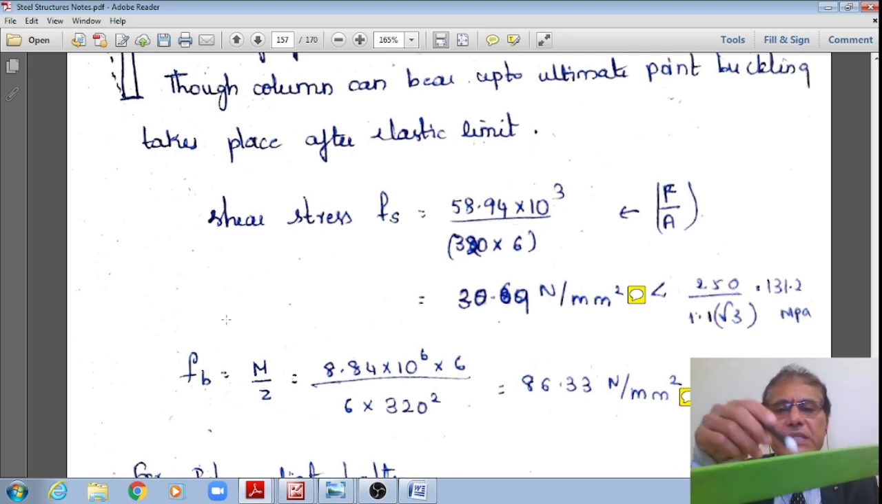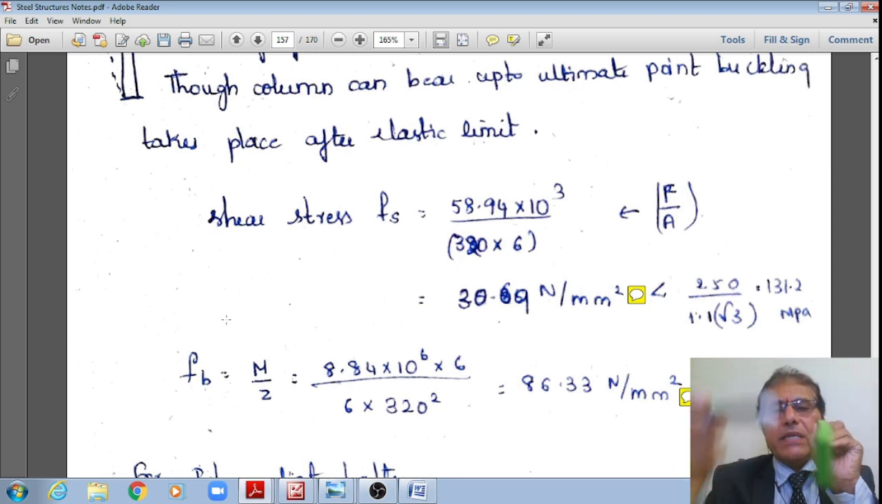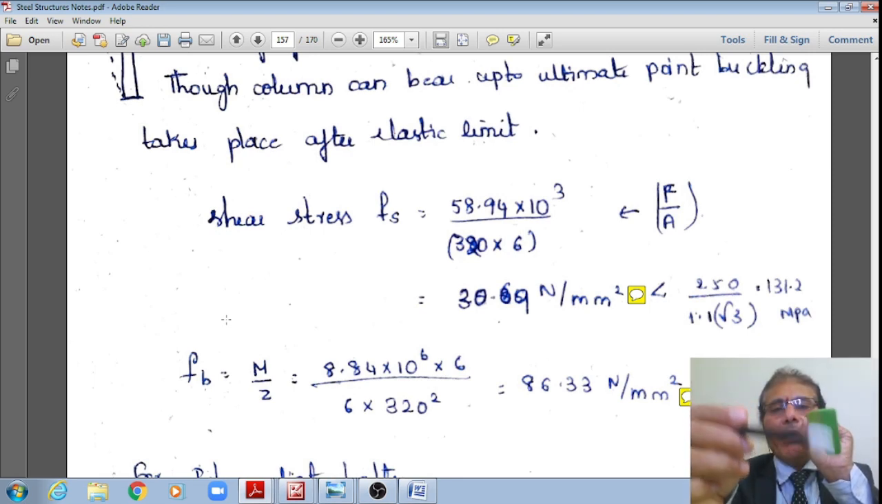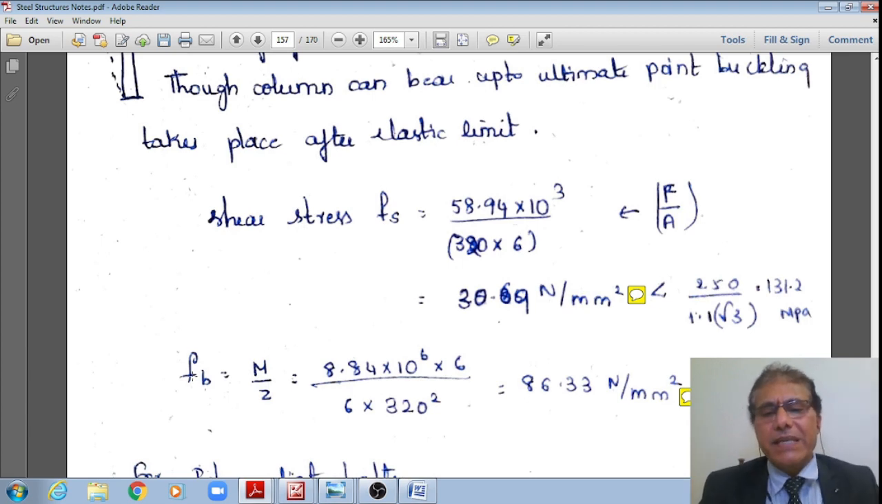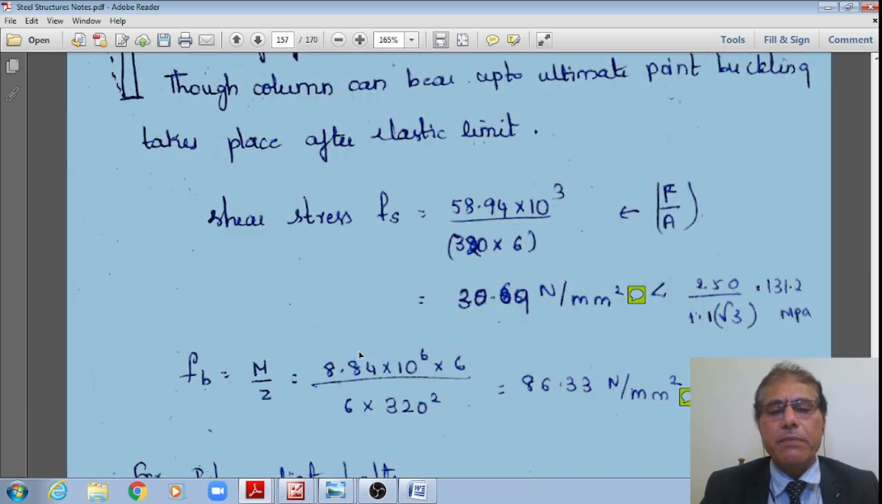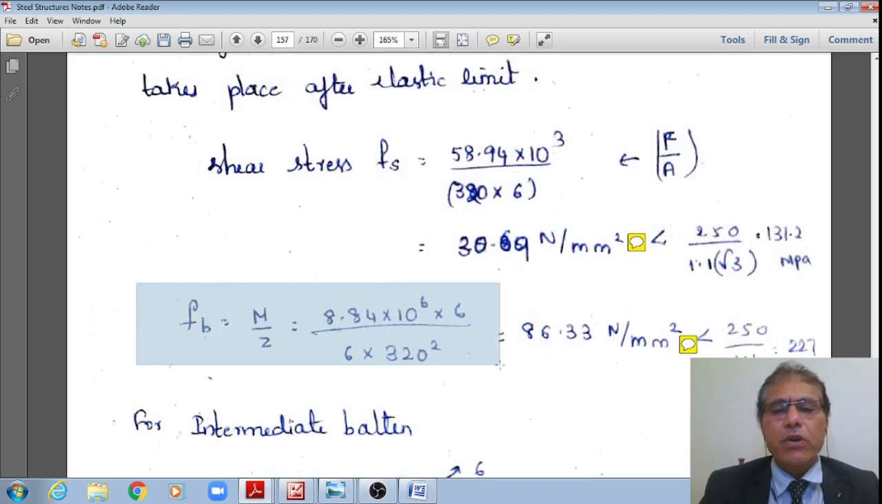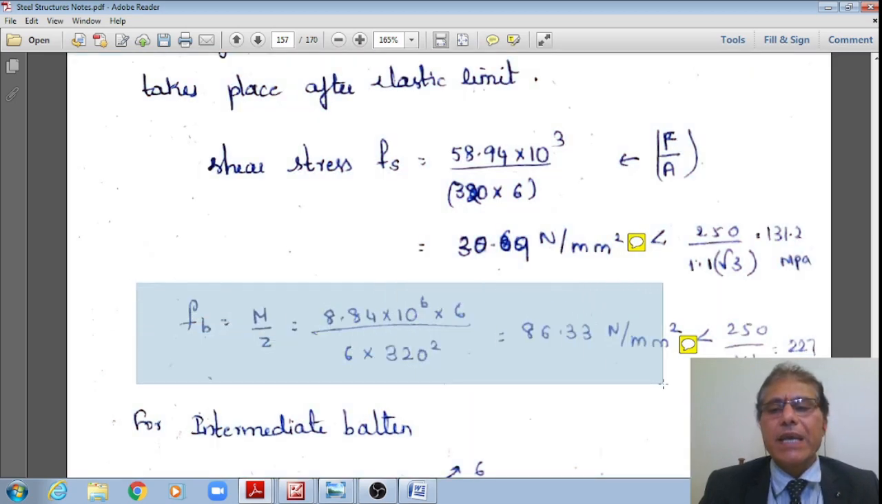Therefore, if I cut a section at any given section, this moment is resisted by 320 mm depth, BD square by 6, right? D is equal to 320 and over a thickness of 6 mm. Therefore, Z is equal to 6 multiplied by 320 whole square divided by 6. Therefore, the actual bending stress fb is equal to M by Z. It now works out to 86.33 MPa.